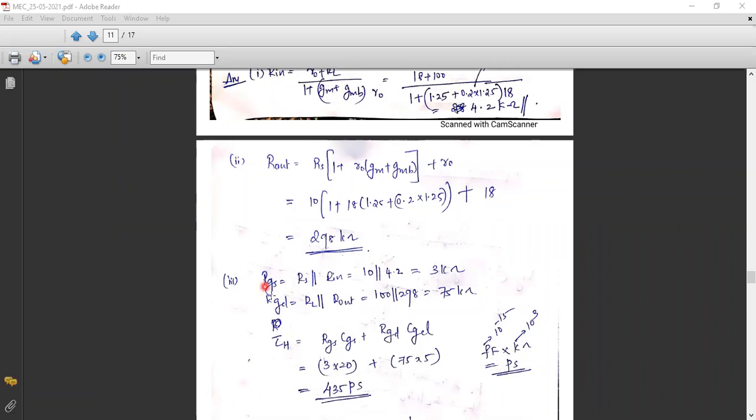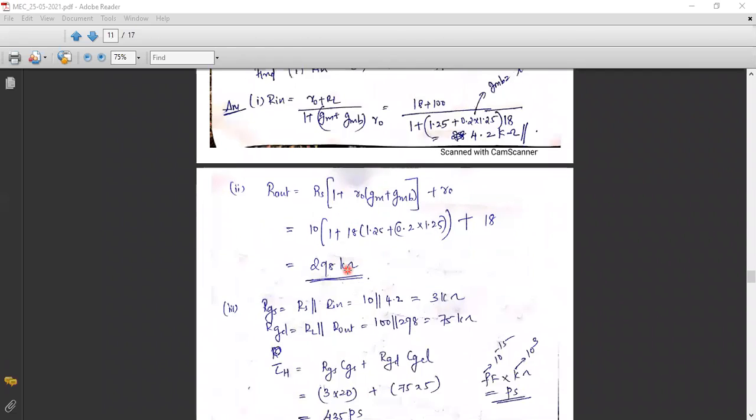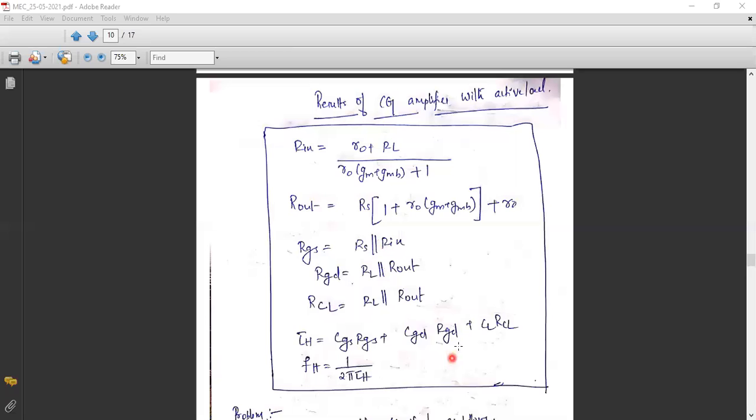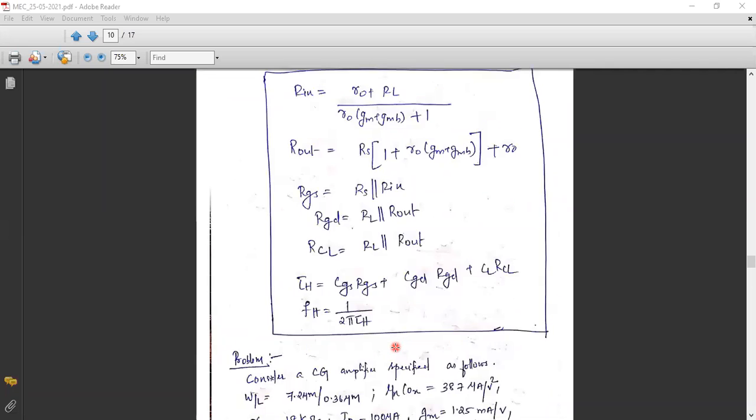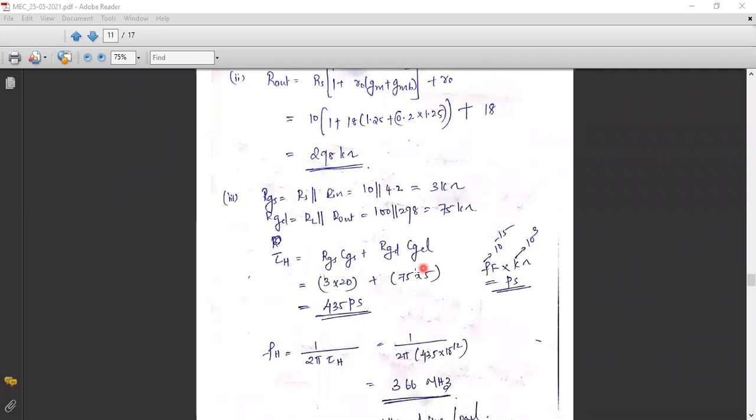So now we have found RGS and RGD. Of course, you don't find RCL, because in the question CL is 0. So no need to find the equivalent resistance corresponding to CL. That will not be included while calculating tau h, even though the general formula has all the three terms, because all the three capacitances are considered one by one. Whereas in this particular question, the CL value is 0, so you discard the third term and add the two terms.